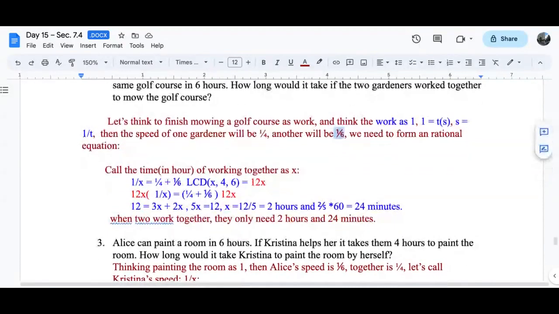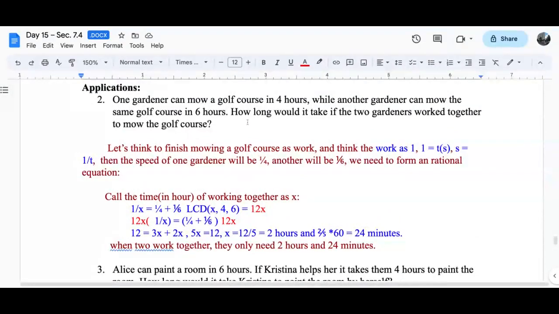And then let's call the time, because the question is asking how long would it take, let's say it would take T hours, because I already used t representing time. So 1 over t is the speed they're working together, which equals 1 over 6 plus 1 over 4. So we figure out what's the LCD of t, 4, and 6. This is 12t.